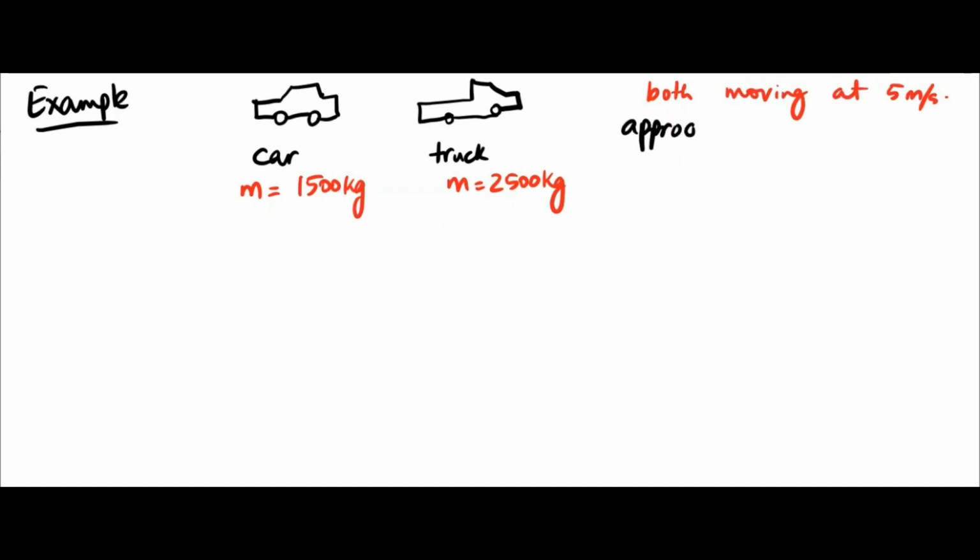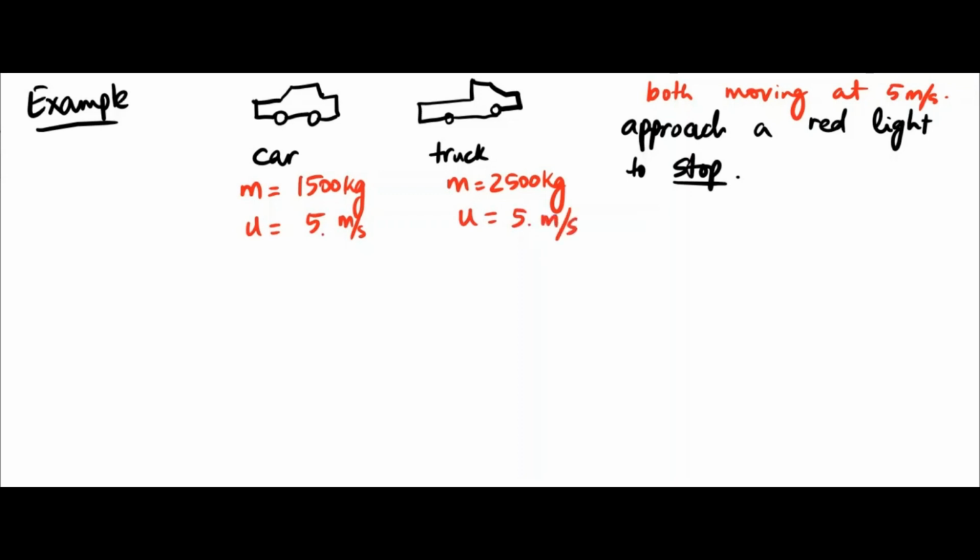And they're both approaching a traffic signal, which is a red light, which means that they both have to stop. So we want to find out how much work is going to be done by the brake system of the car and the truck. I'm going to list down the variables that I know. The initial velocity for both is 5 meters per second. Since they're both coming to a stop, their final velocities are going to be equal to 0.